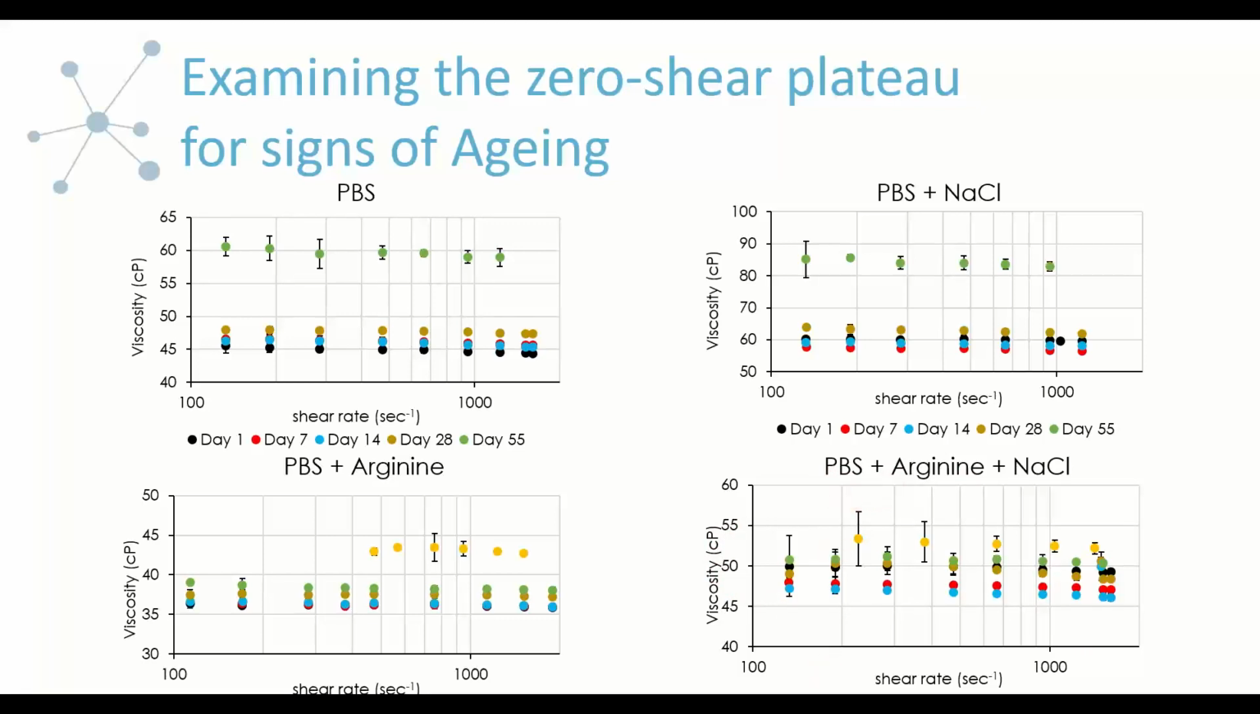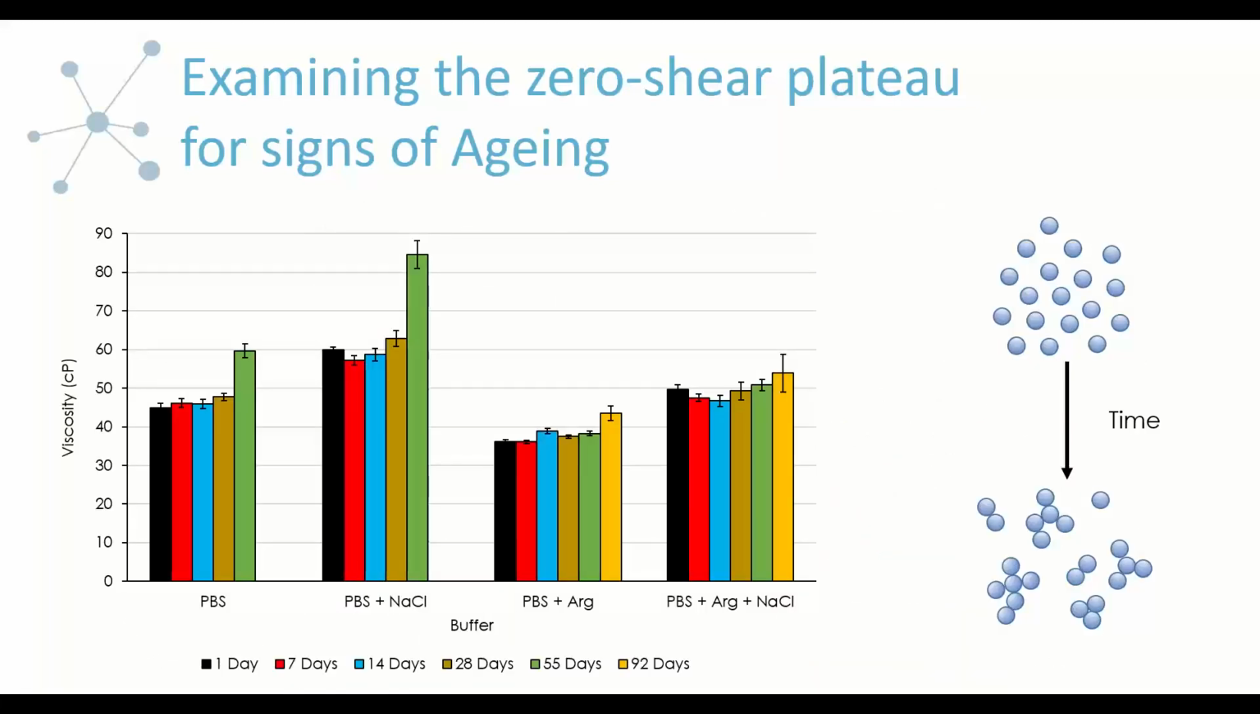And so this data here is just simply the average viscosity data on the zero shear plateau for each formulation tested at each time point. This is just the previous data summarized in a nice, easily digestible bar chart. And we can see the changes in viscosity a little more clearly based on formulation.